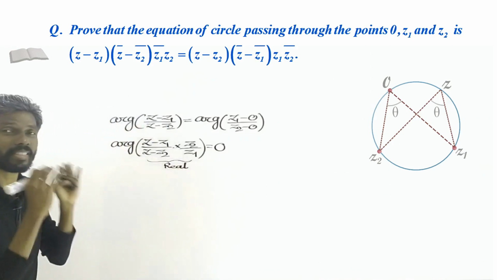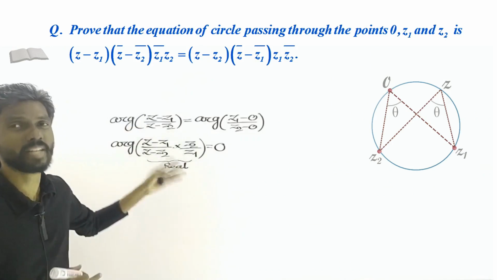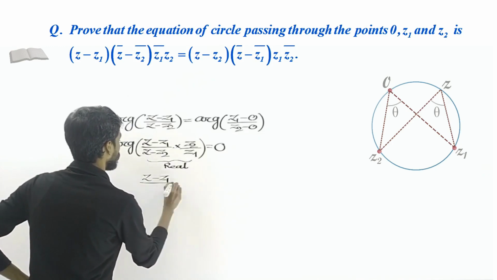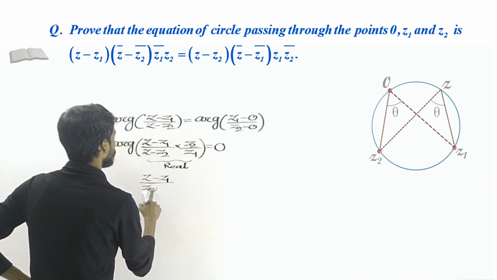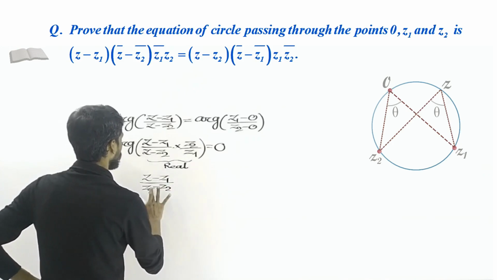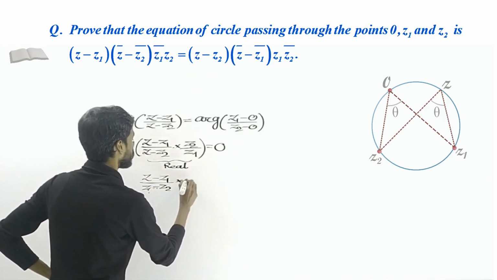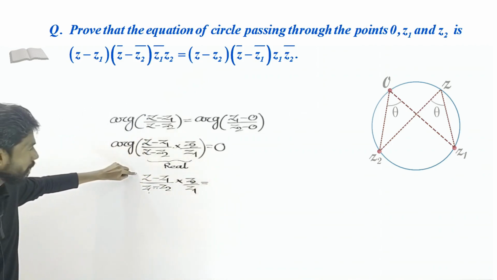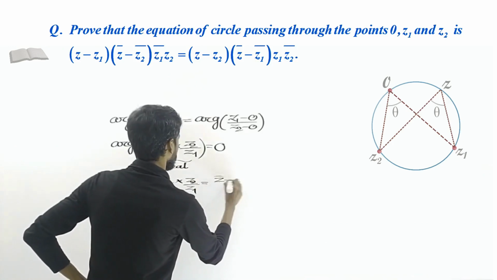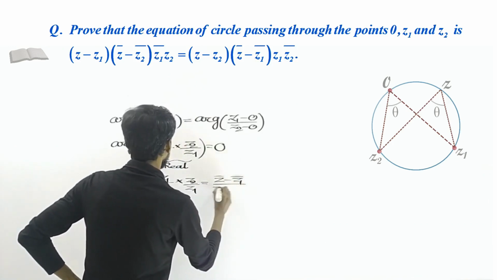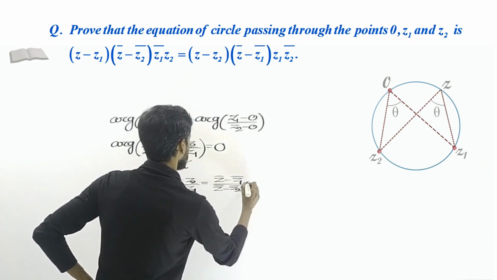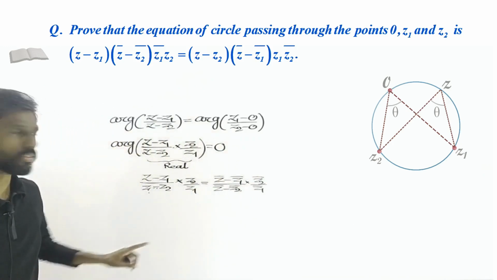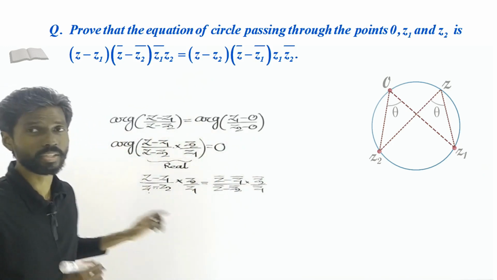A real complex number is the same as its conjugate, or its imaginary part is 0. So this is equal to its conjugate. That means Z minus Z1 divided by Z minus Z2, multiplied by Z2 divided by Z1, is equal to its conjugate. What is its conjugate? Z bar minus Z1 bar divided by Z bar minus Z2 bar, multiplied by Z2 bar by Z1 bar, the conjugate of all these values. You simply cross multiply, and you will get our required equation of the circle.